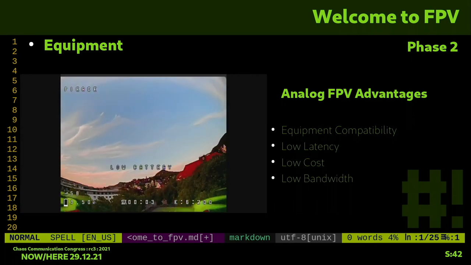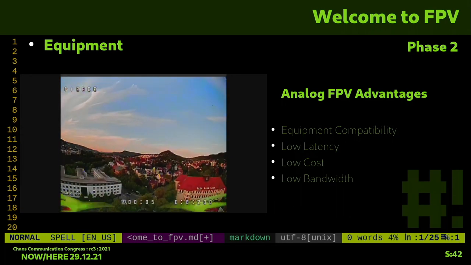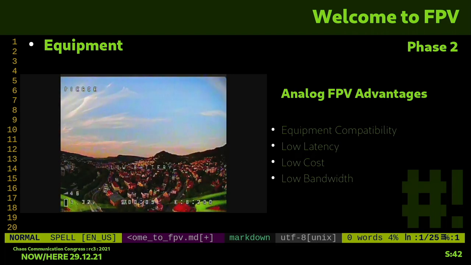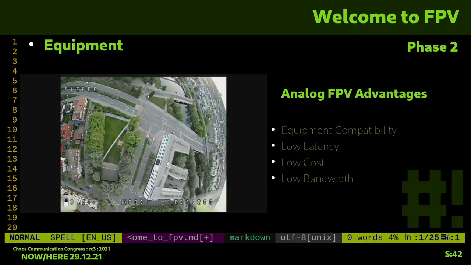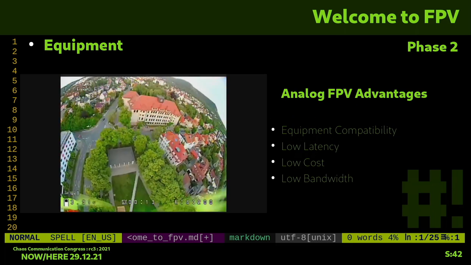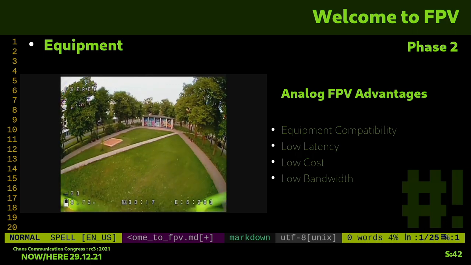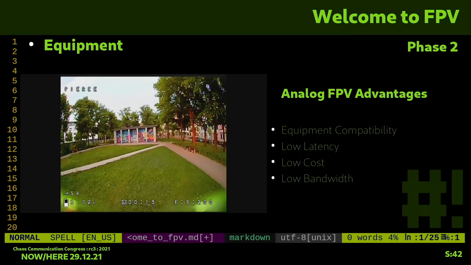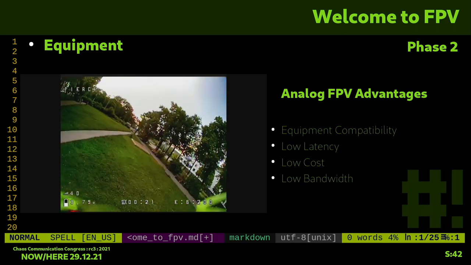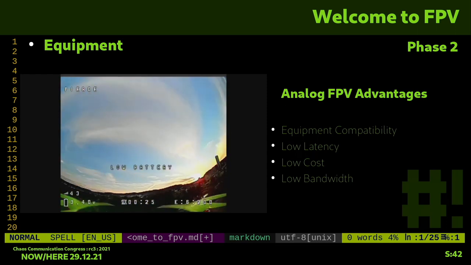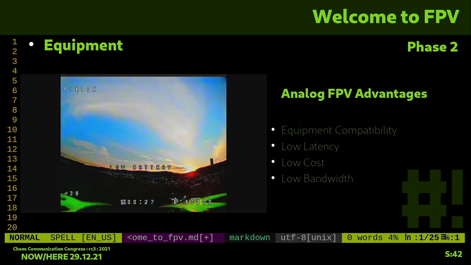Here's some DVR footage from a flight I did, and this is analog video. And it is exactly that, it's analog. So for those of you as old as me, you will remember back in the good old days, the old analog TV transmissions of the last century. It looks like that, and it's pretty much the same technology. There are advantages and disadvantages to analog video systems.